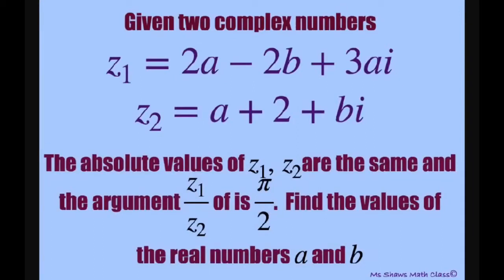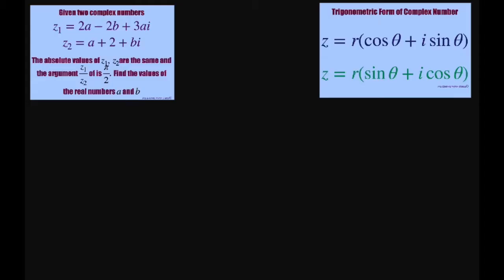Everyone, given two complex numbers, z sub 1 and z sub 2, the absolute values are the same, and the argument of z sub 1 divided by z sub 2 is pi divided by 2. We're going to find the values of the real numbers a and b. So basically, let's look and see what this is. Let's tease this out a little bit.